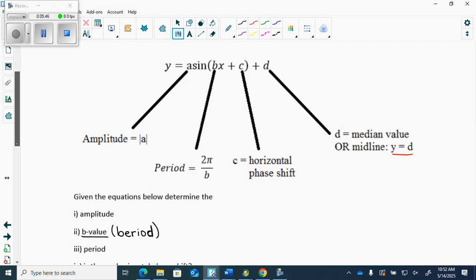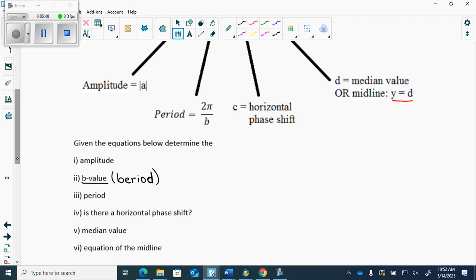Okay. Too much talking. The next one wants the period. From an equation, the period is the only other formula on your formula sheet. Period equals 2 pi over b. And now that I have b, it's pretty easy to find. I don't want it as a decimal unless they ask for it as decimal, which they rarely do. So the period equals what?